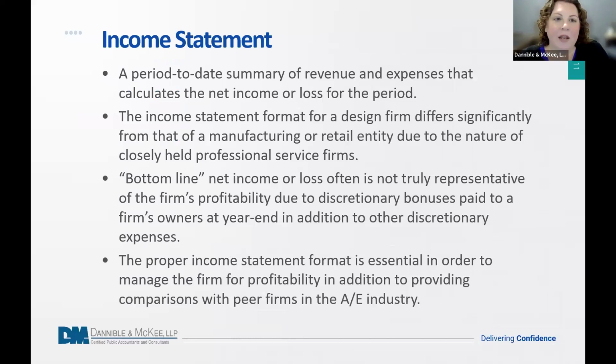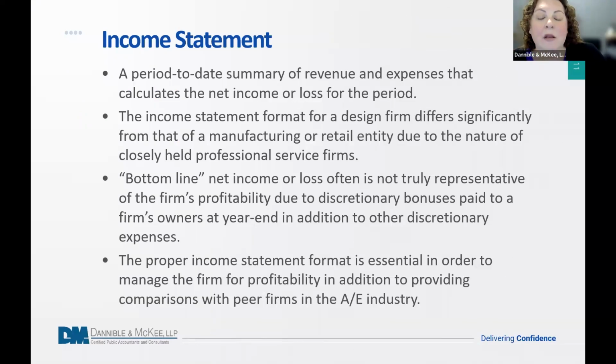So let's talk about the income statement for a bit. The income statement is a period to date summary of revenue and expenses. So if I was to run an income statement as of 9/30, if my year end was 12/31, it would represent January through September 30th. So that's nine months ended, so it captures all the data within those months.